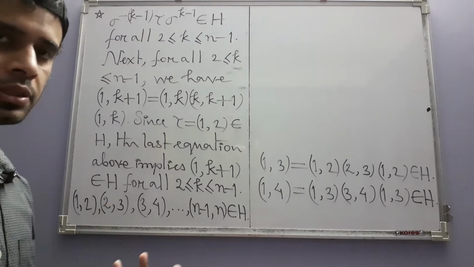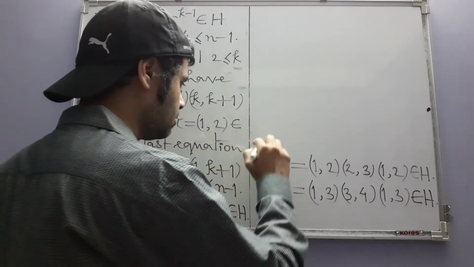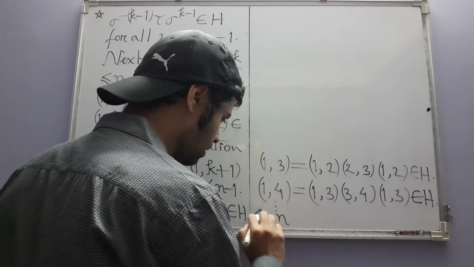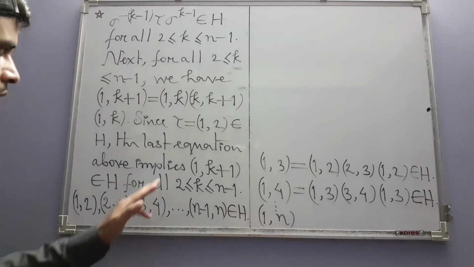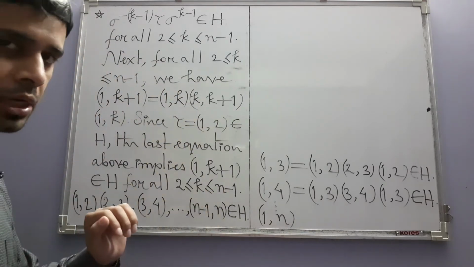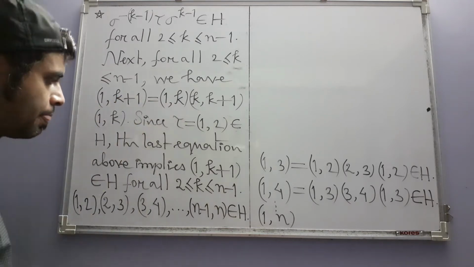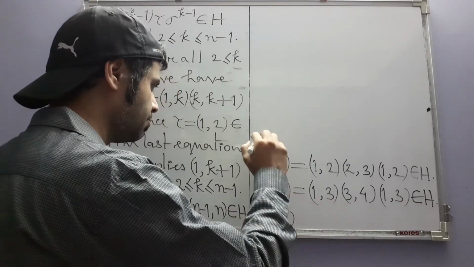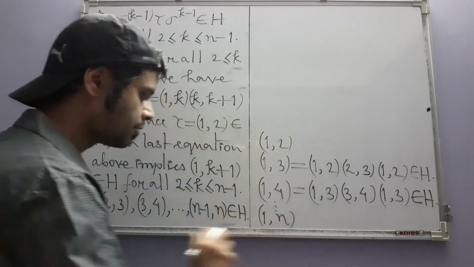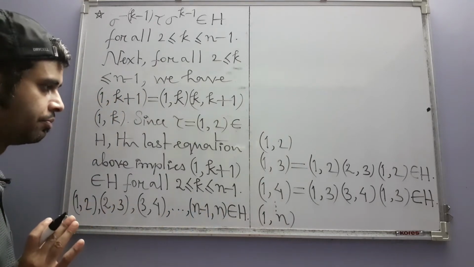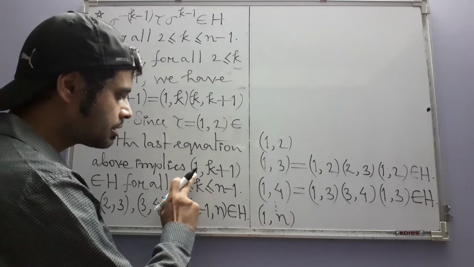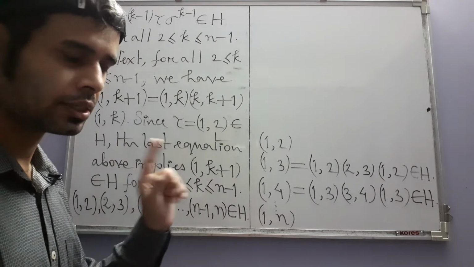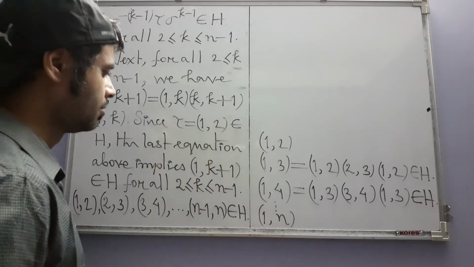So what are the 2 cycles that we are getting this time? (1, 3), (1, 4), like that, all the way up to (1, n), which of course you would get by putting k equal to n minus 1 in this equation. And along with all of them (1, 2) of course is also in H, that we already know. Okay, so now we know that this kind of 2 cycles also belong to H, where one of the symbols is 1 and the other symbol is something else.